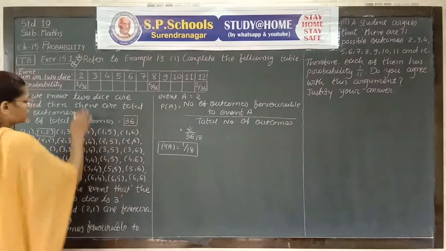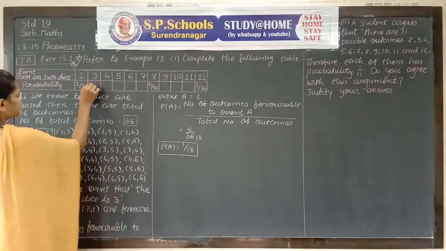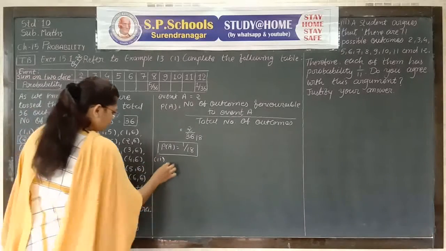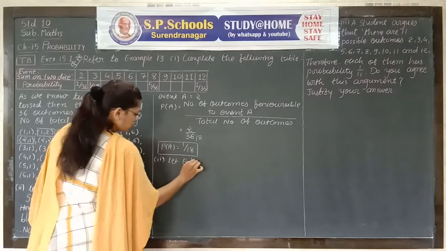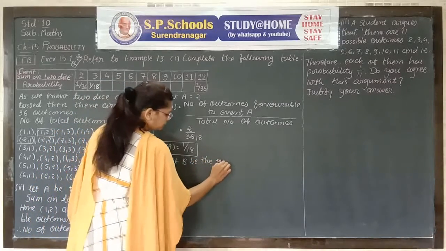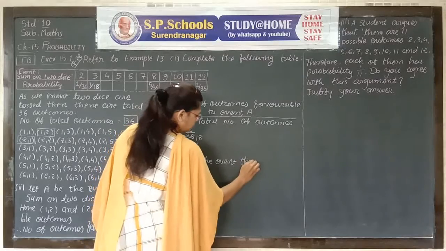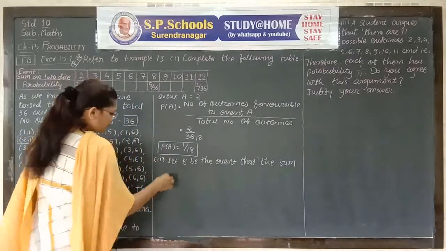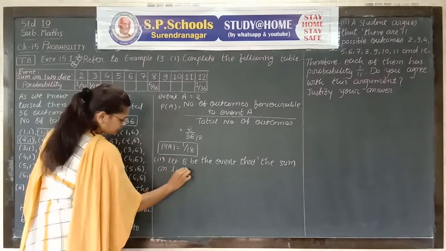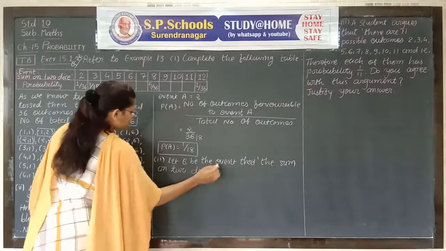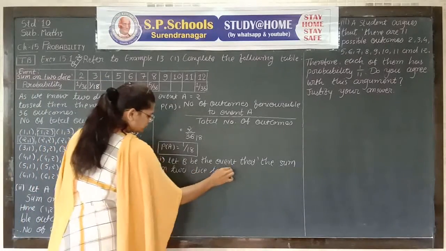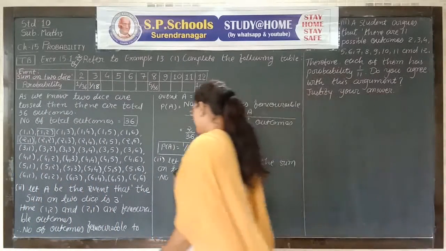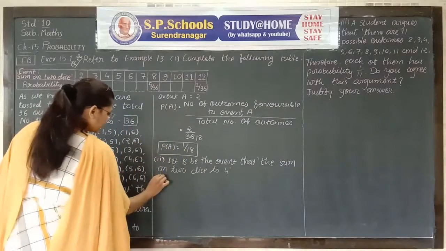Now we need to find the next one. First of all, we fill the box. The answer is 1 upon 18. For the second one, let us take the name of another event. Let B be the event that the sum on two dice is 4. Therefore, find the outcomes in which the sum is 4.